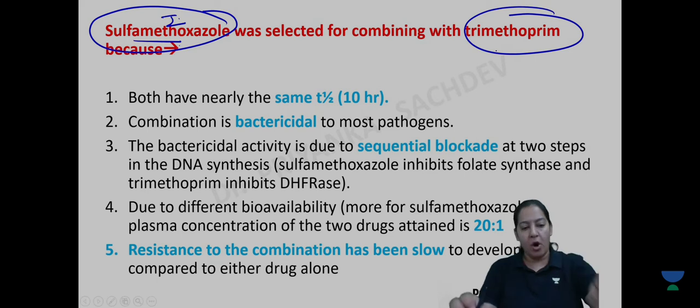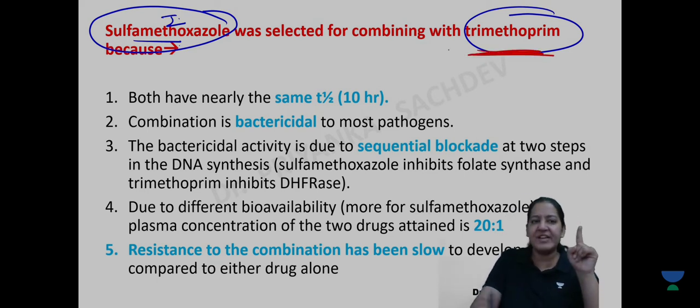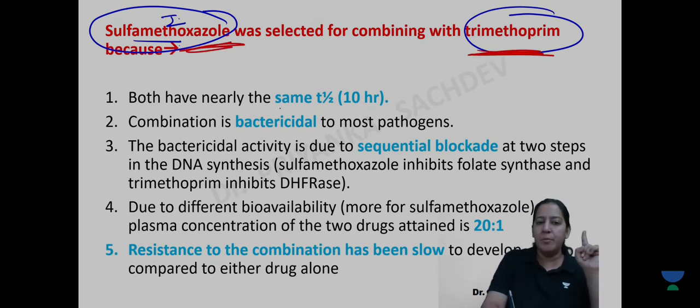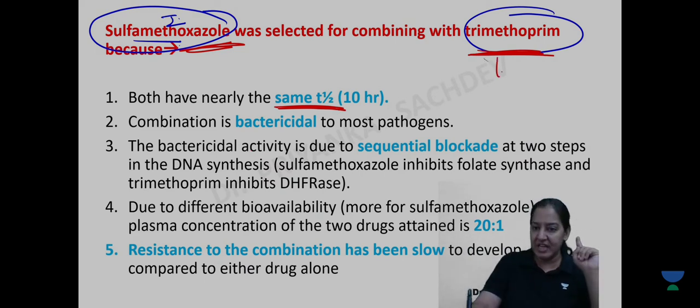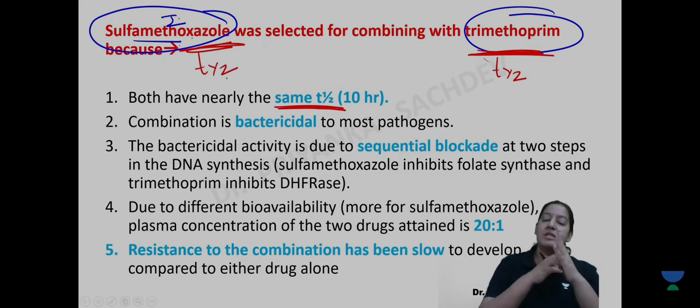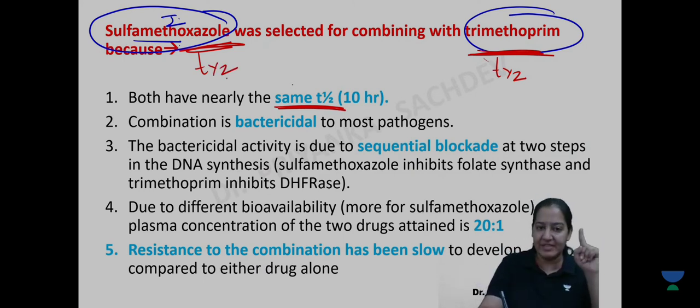Why are we combining? Because with the T half of trimethoprim, only this one matches, right? So both have same T half. So we should mix such drugs which have same T half. We cannot mix such drugs which have different T half. So with the T half of trimethoprim, only the intermediate one is matching here. That is sulfomethoxazole. That is the reason. Both of them have same T half.